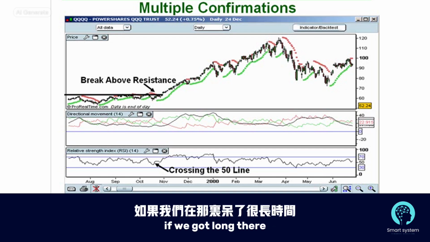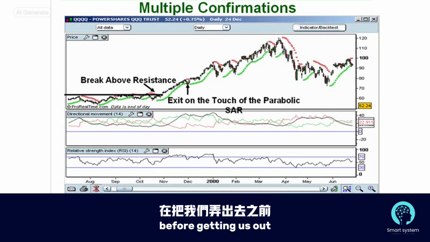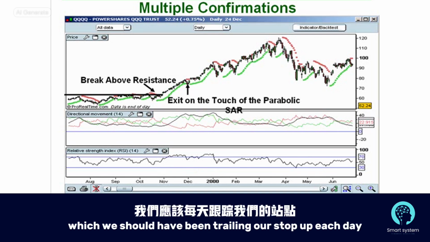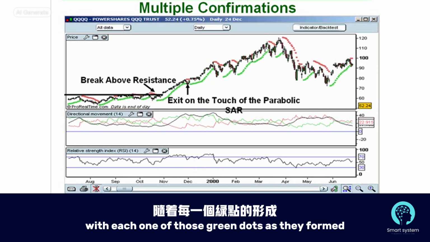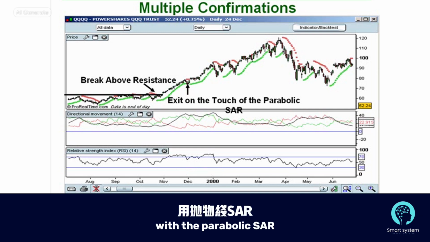If we got long there, then the Parabolic SAR would have given us a nice run up, before getting us out on a touch of the Parabolic SAR, which we should have been trailing our stop up each day, with each one of those green dots as they formed. That's the general idea there with the Parabolic SAR.